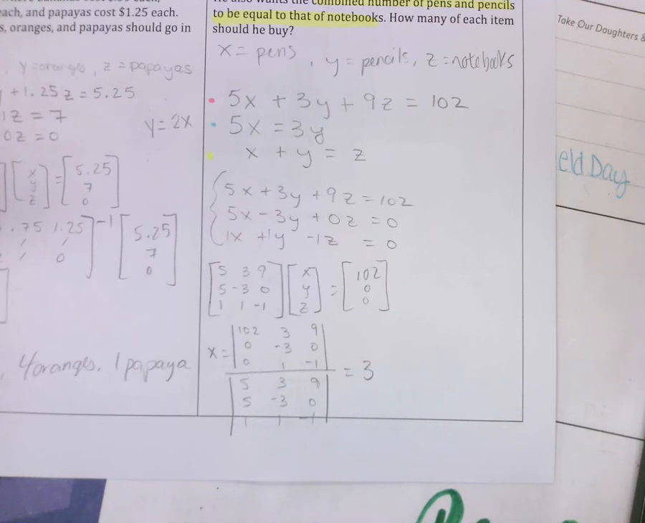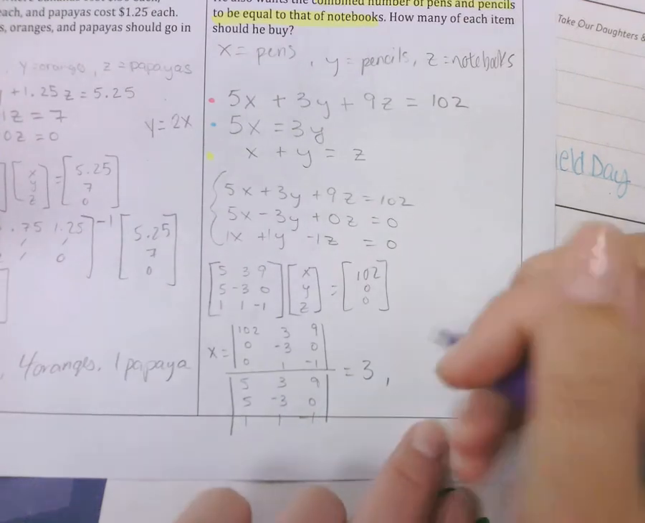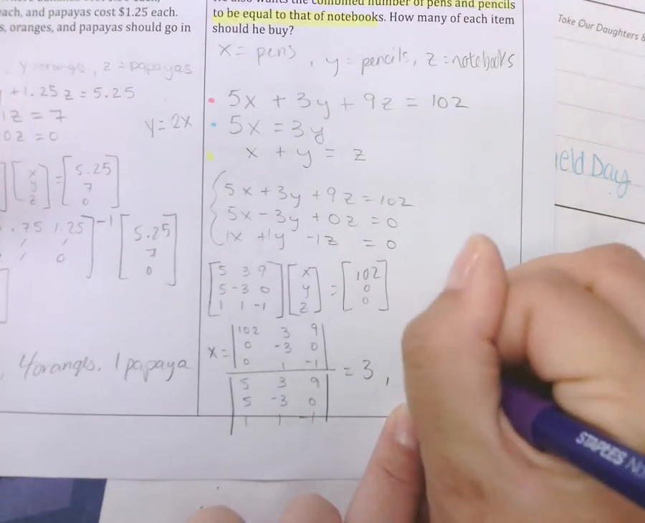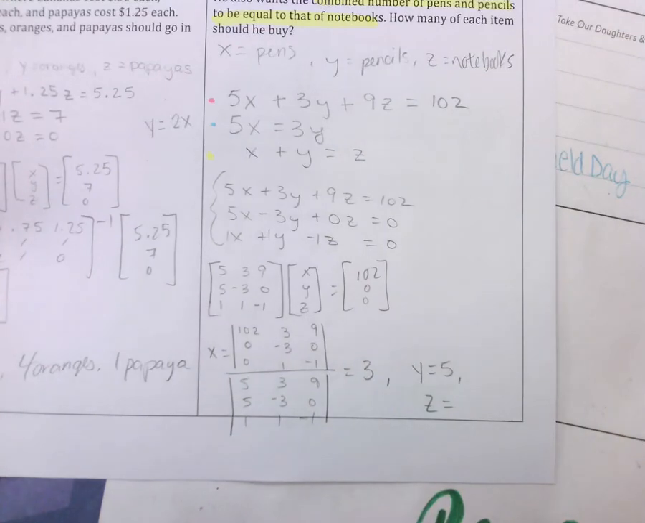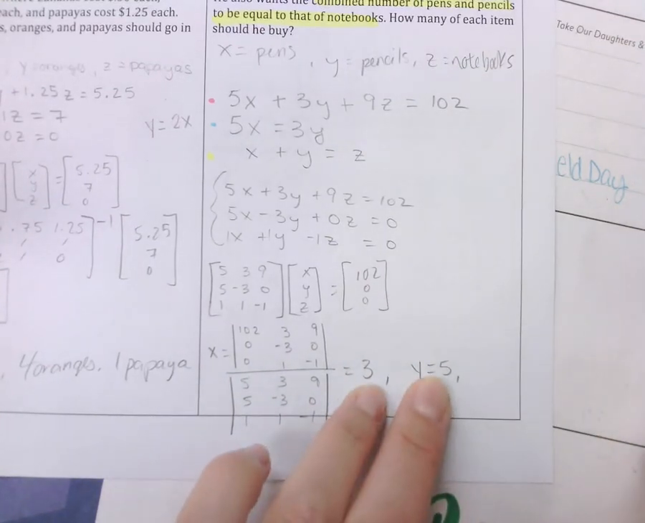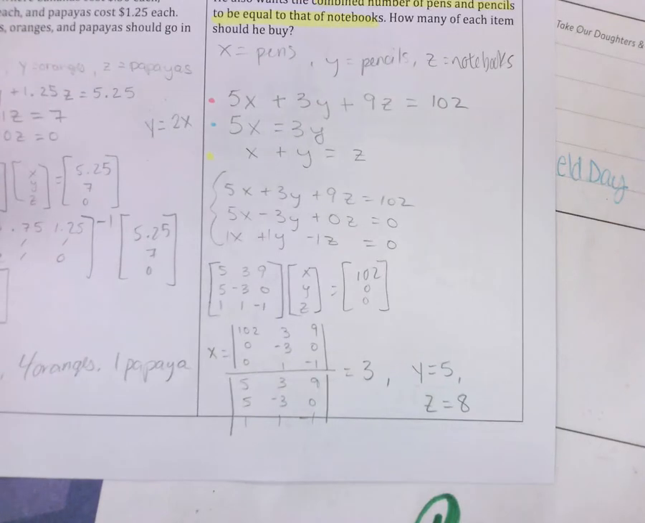So for x, I got 3. That's 3 pens. If I get 3 here, then I have 5 pencils. And then how many notebooks? x plus y, both of these together, equals 8. So z equals 8. The last two we just find by substitution.